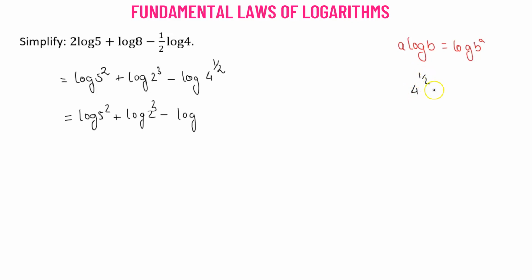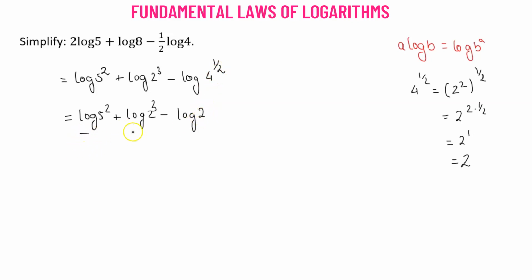So 4 raised to the power of half means 4 can also be expressed as 2 squared raised to the power of 1 half, which equals 2 raised to the power of, the exponents will simply get multiplied. So we have 2 times half, which is 2 raised to the power of 1, or simply 2. So that means 4 raised to the power of half is 2.